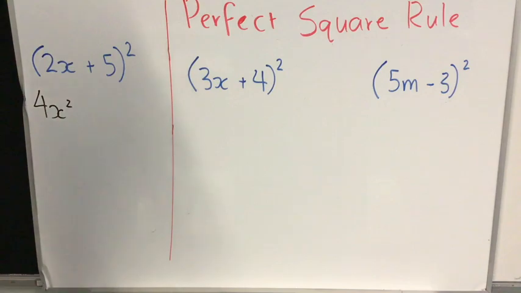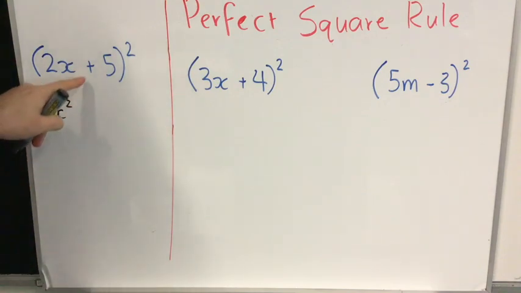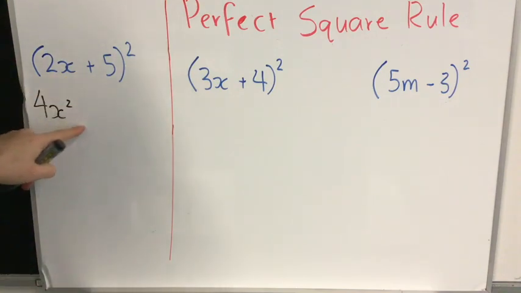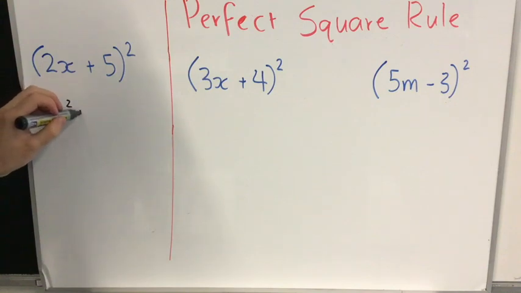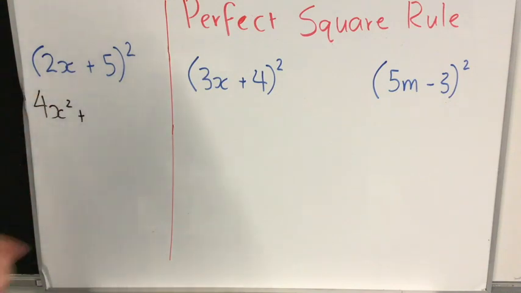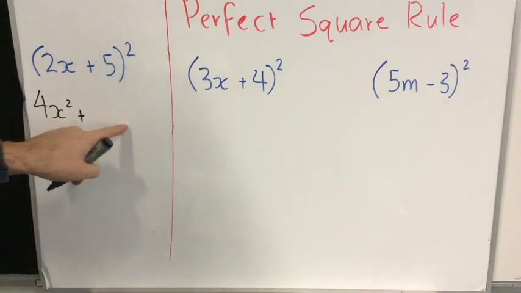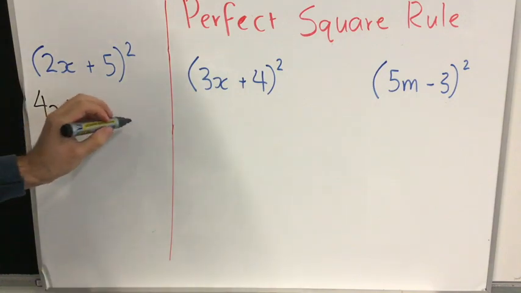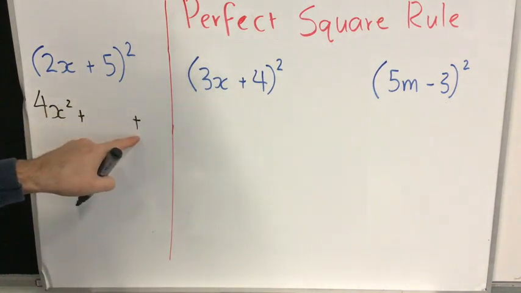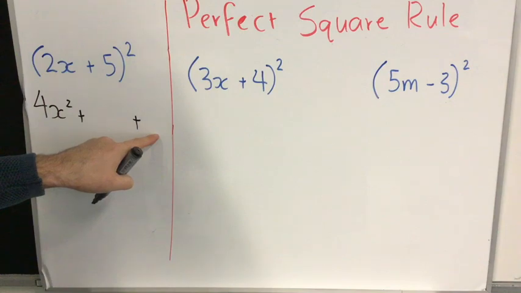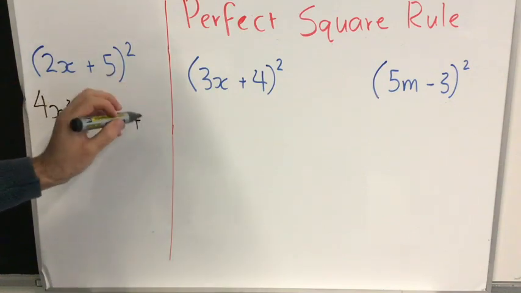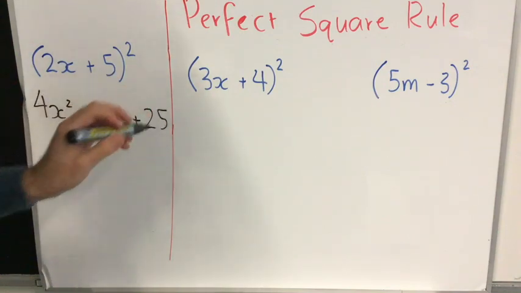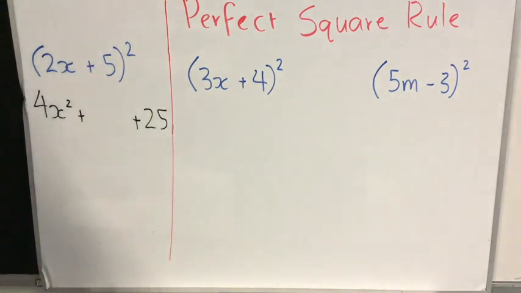4x squared. There's a plus in the brackets, so work out what goes here. Try and do it before me. We'll come back to the middle bit because it's a bit trickier this time. Remember this one here, always a plus, and then work out what number goes on the end there. 5 squared, 25.